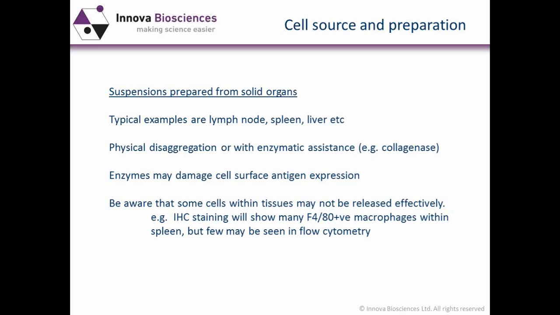And therefore you may get a difference in result between your flow cytometry staining and immunohistology staining when you're looking at tissue sections. A key example would be the well-known macrophage marker F4/80, which stains a lot of cells when looking with immunohistology and relatively few cells when looking at a cell suspension from a spleen. This is often because many of the macrophages are actually caught up in the connective tissue of the spleen and not released effectively.